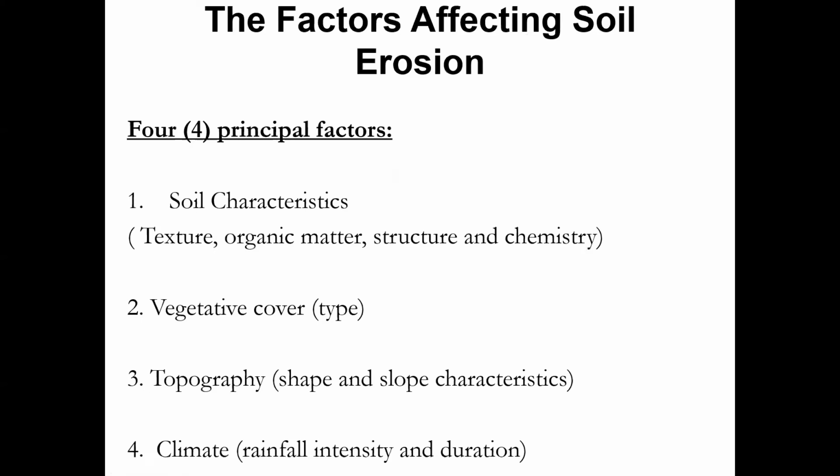There are four principal factors affecting soil erosion. The first factor is known as soil characteristics, in this context soil texture, soil organic matter, structure, and chemistry. The second factor is vegetative cover, with respect to the type of vegetation that is being used. The third factor is topography, in terms of the shape and slope characteristics. And the fourth and last factor, which is the most important, is climate, with respect to rainfall intensity and duration.